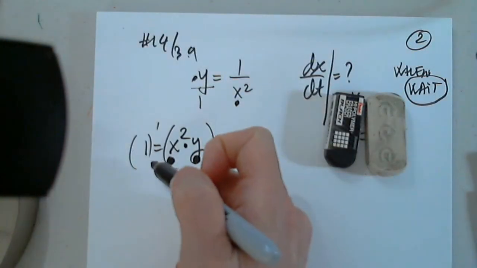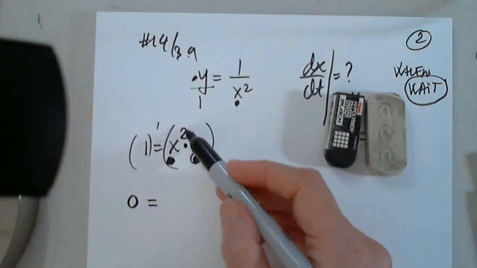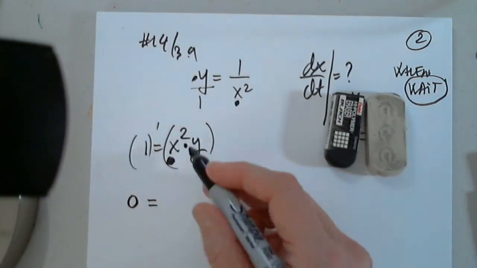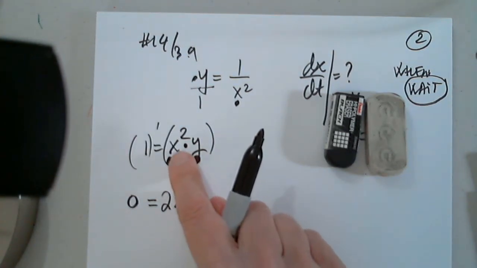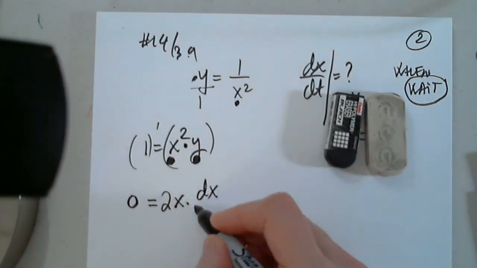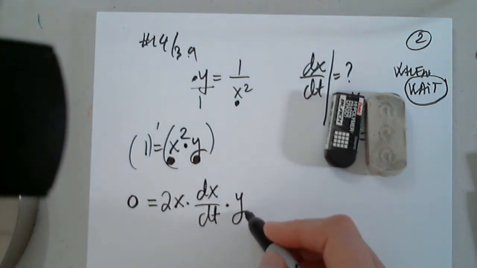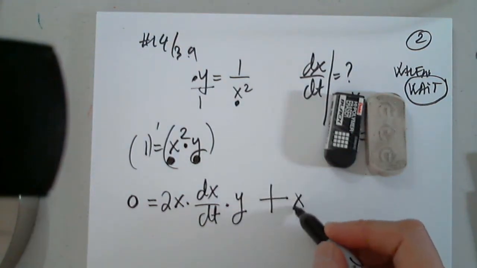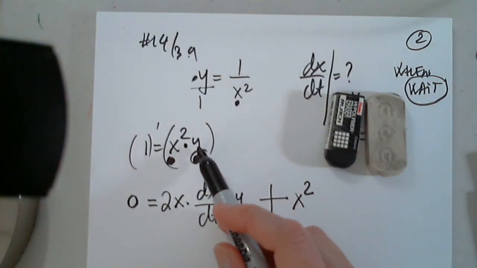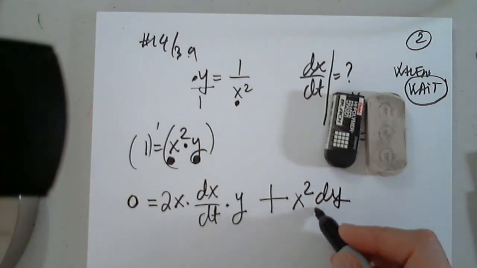Good. So the left-hand side prime is 0. The right-hand side, I have to differentiate x squared, 2x times the inner function prime times the second function, then plus the first function times the second function prime, but it's a function of time, and it's dy over dt.